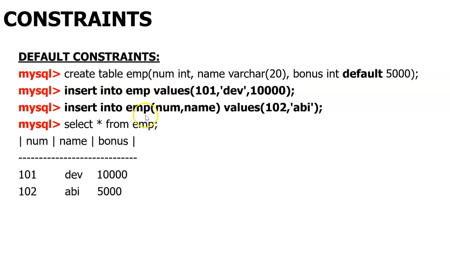In that place you have to mention which columns you want to put these two values into. So num comma name, because if you don't mention it, it can be mismatched. Values 102, Abhi. I have not passed any value for bonus. But our default constraint says that if you don't pass any value for bonus, it should take 5000. So see, I have given only two values, but 5000 is printed here: 102, Abhi and 5000. Right, so this is the default constraint.